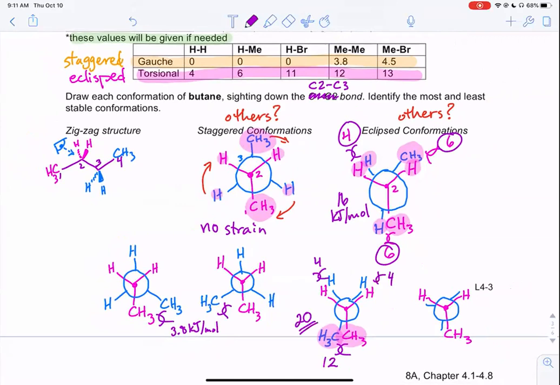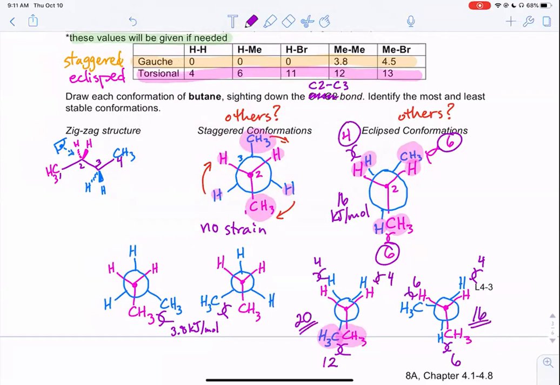And then on our final one, we have, sorry, I'm going too fast. We have that methyl group. We're going to just track that the methyl group is now pointing up and to the left. So we have 2 methyl-hydrogen interactions, which are each 6, and then that one that is 4. So this is another conformation that's going to add up to 16.